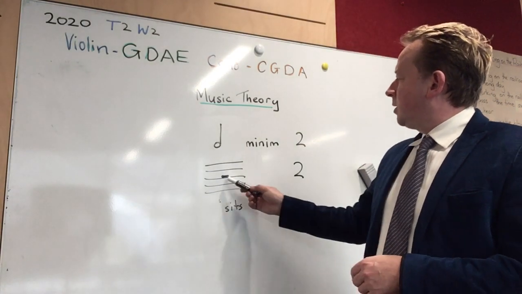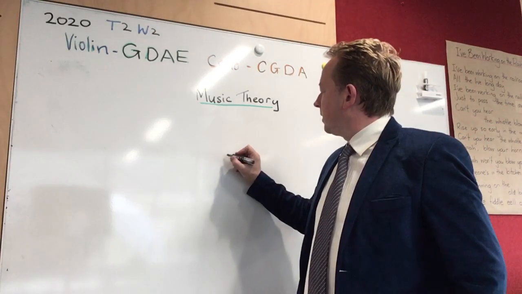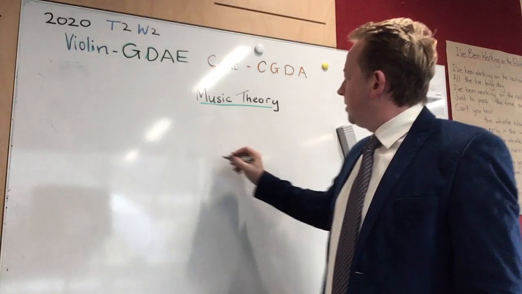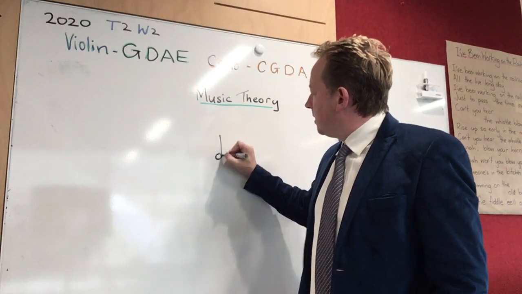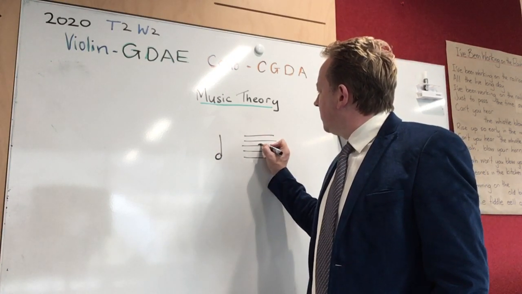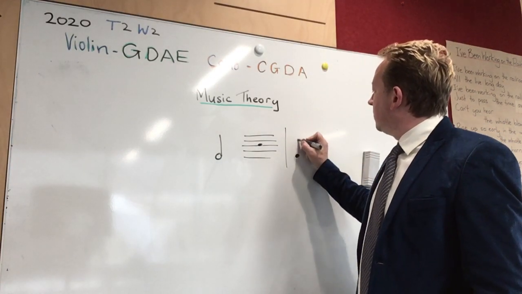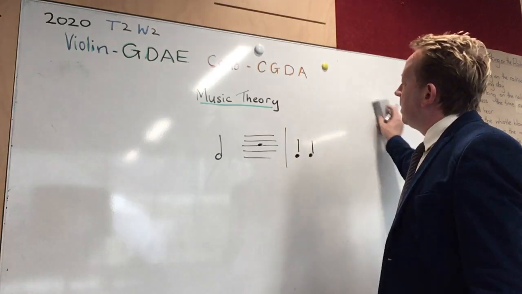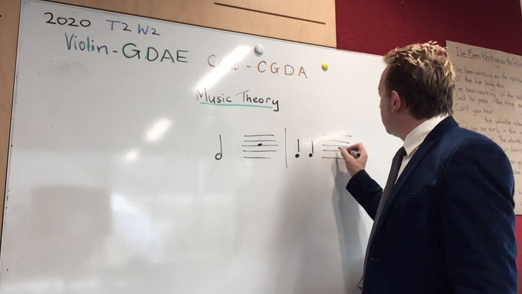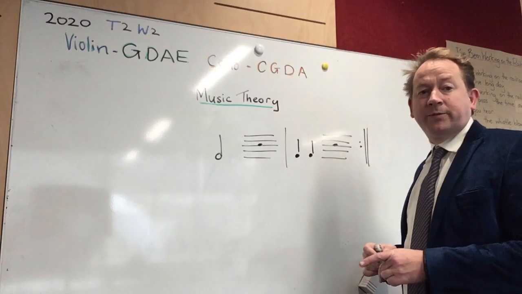So let's put one of those into a line of music. Actually I'm going to do 2 bars. So I'm going to start with this. Then I'm going to have a minim rest. And then I have a bar line. And then I have 2 crotchets. And then another minim rest, and I'll have a repeat as well.